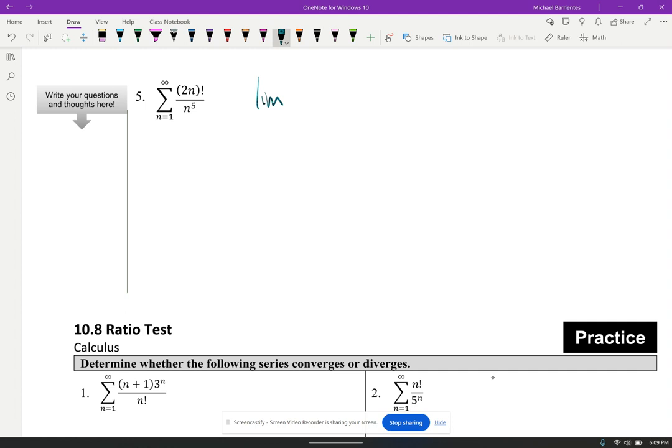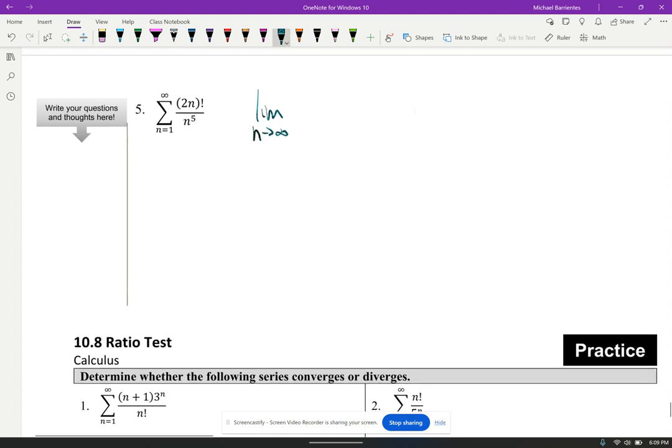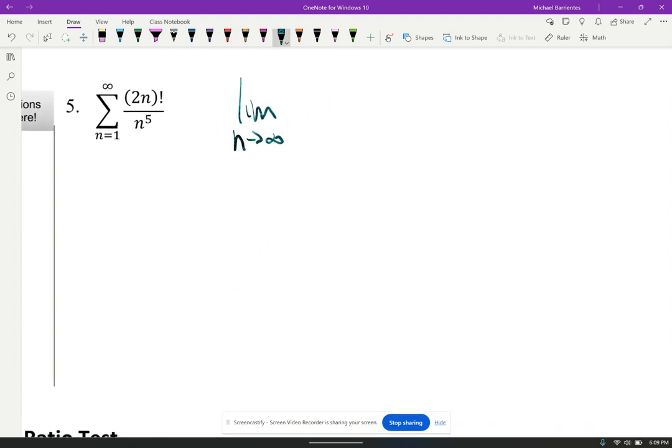Why would I use the ratio test on this one? I notice that there's a factorial. So chances are the factorial is going to require me to use a ratio test. So wherever you see a variable, we're going to put n plus 1. So be careful. I'm going to replace n with n plus 1. But all of this was inside parentheses and factorialized. That's not really a word, but we were taking the factorial of all of that. Divided by n plus 1 to the fifth power. This is the n plus 1th term.